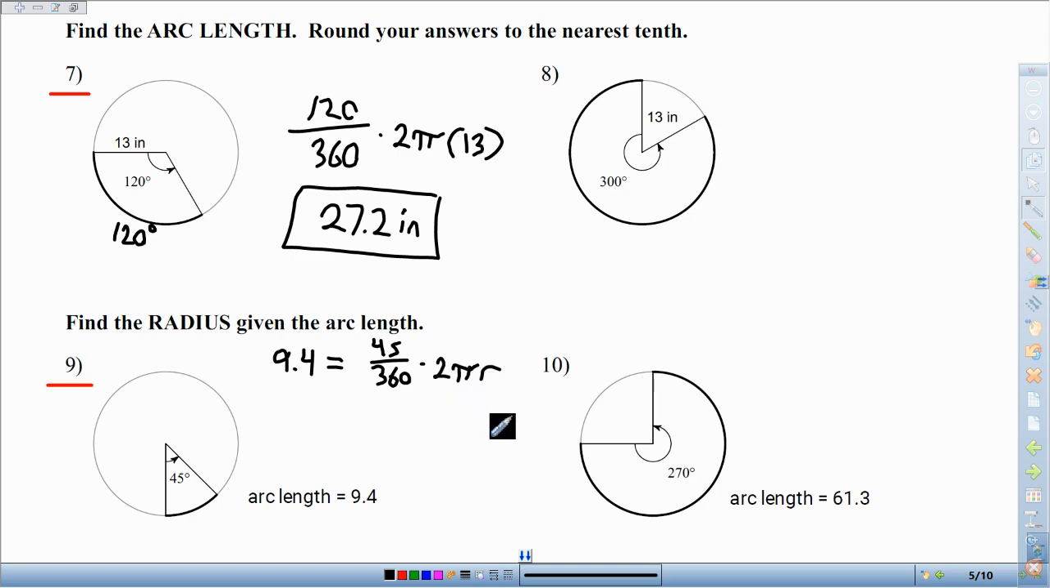Okay, we're obviously going to solve for the radius. All right, we have 3 things we need to get rid of, right? The fraction, the 2, the pi. Okay, we'll do it in that order. Hopefully you guys are getting good at this. Getting rid of a fraction, we're going to multiply by the reciprocal, on both sides.